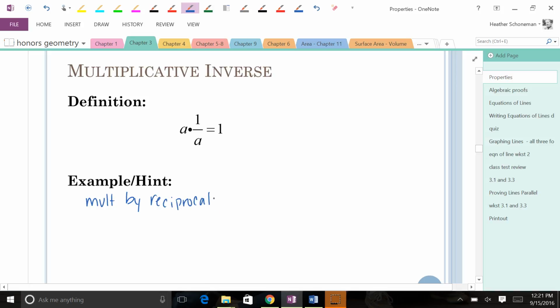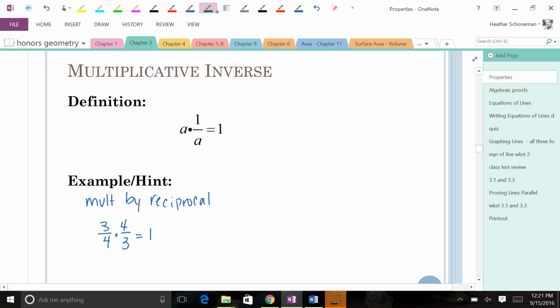If you multiply by the reciprocal, you will get 1. So if I have 3/4 and I multiply it by its reciprocal, what's the reciprocal of 3/4? 4/3. My answer will always be 1. So the additive inverse is the opposite. The multiplicative inverse is the reciprocal.